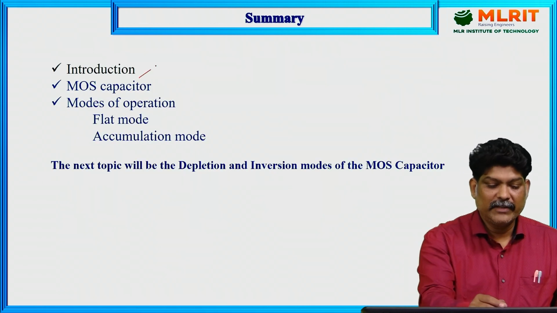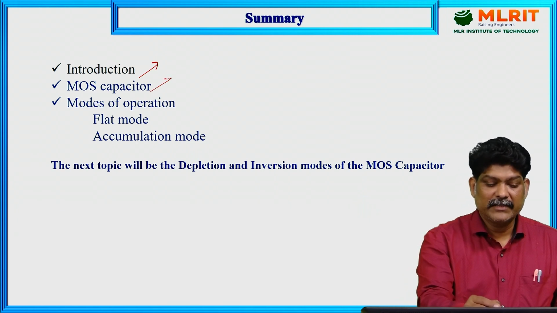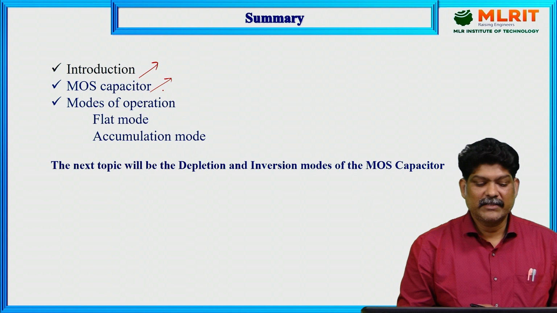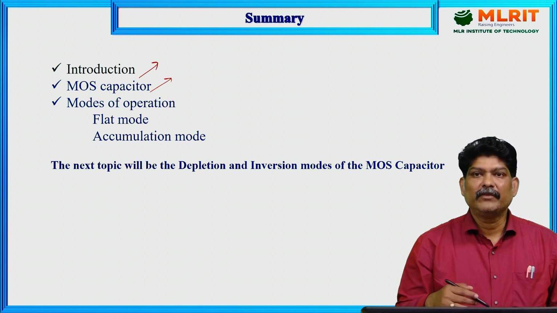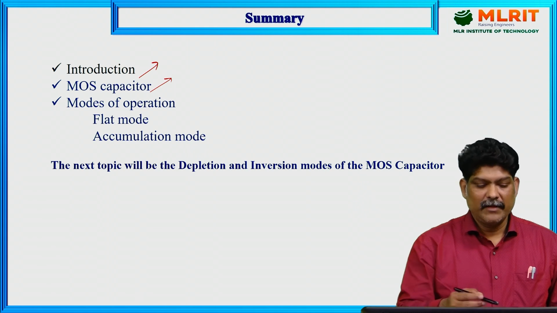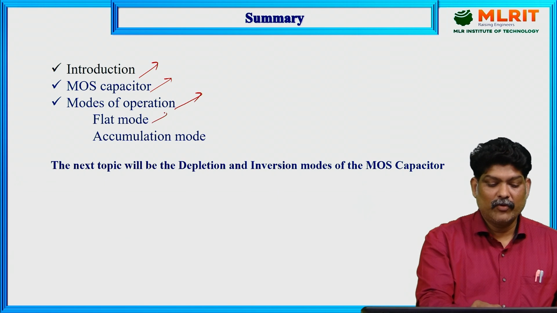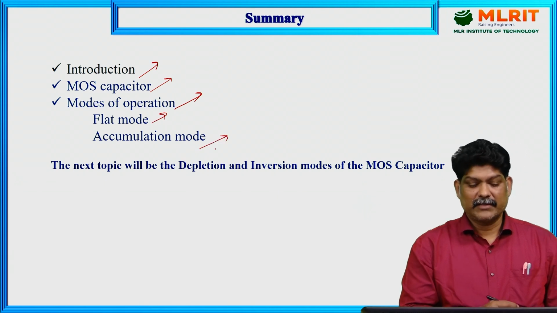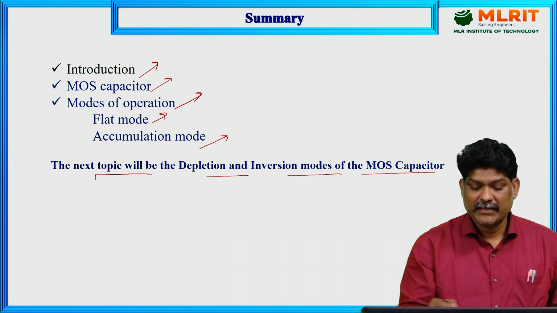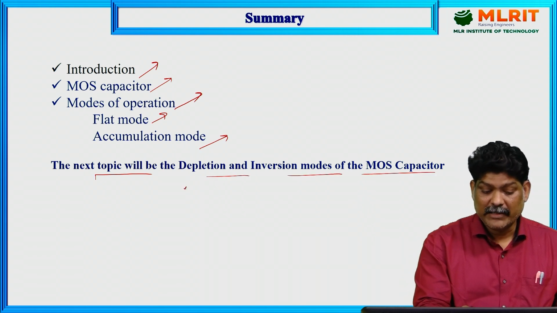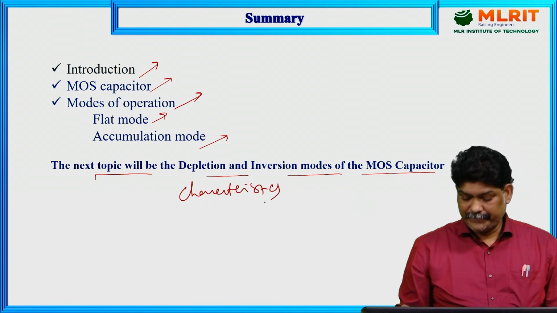So that's all for today's presentation. We started with the introduction. We discussed the basic structure of the MOS capacitor, its behavior, in which applications it will be used, and then the modes of operation, flat band and accumulation mode. Probably the next topic will be depletion and inversion modes of the MOS capacitor, as well as the characteristics of the MOS capacitor. Thank you.